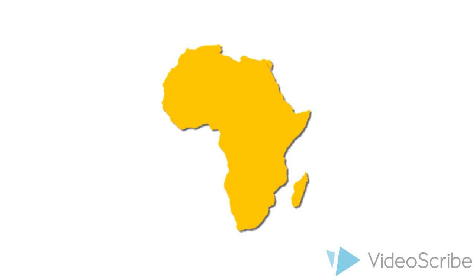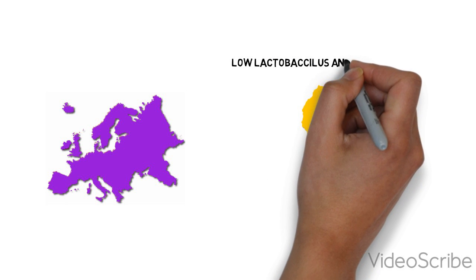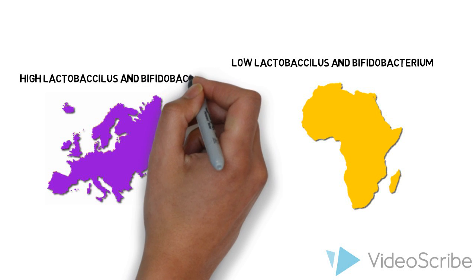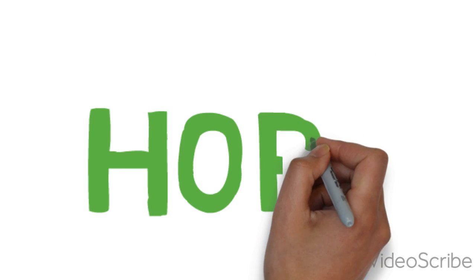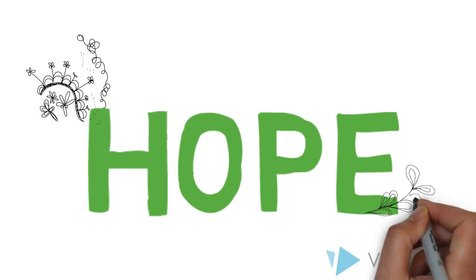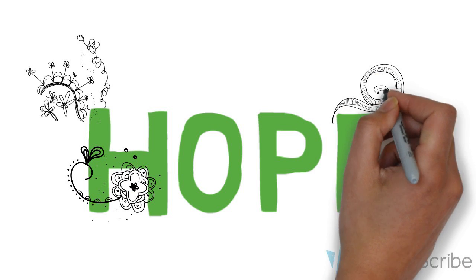The children in rural African communities have been found to have extremely low levels of Lactobacillus and Bifidobacterium when compared to European children. Such a difference is a result of malnutrition, which is an environmental factor. While the odds seem to be against Africa, there is still hope. The importance of this experiment is to demonstrate that a change in diet alone can impact the gut microbiome, altering it for the better.